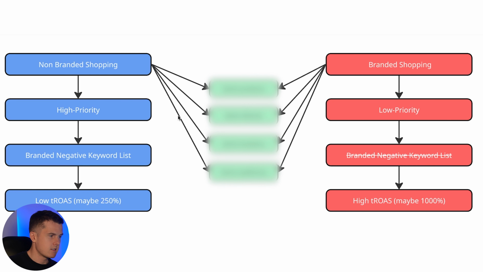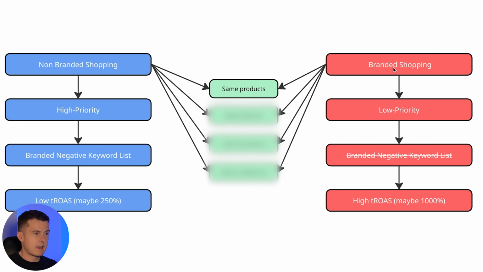Now, in order for this to work, we need some things to remain the same. Our targeting ultimately has to be the same. These campaigns, aside from the differences in settings that I've mentioned here, have to essentially be mirror images of each other. They have to be the same products, because if we have 99 products in our non-branded shopping campaign, but we have 100 products in our branded shopping campaign, that extra one product won't be covered by the non-branded campaign. So it will start to bring non-branded queries into this branded shopping campaign. So we don't want that to happen.